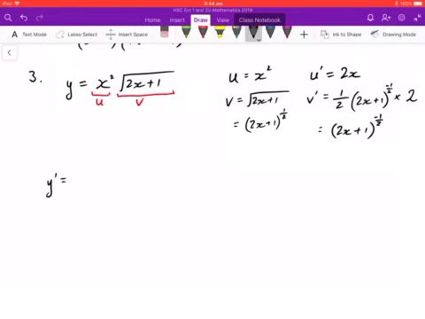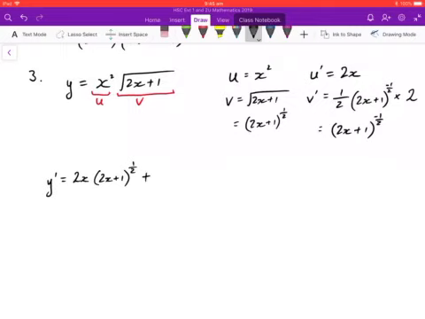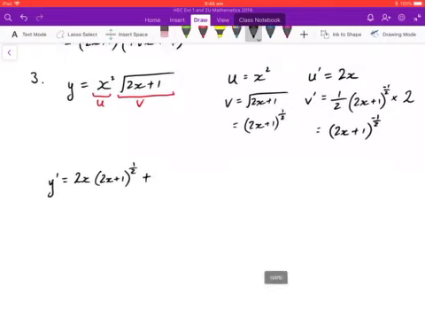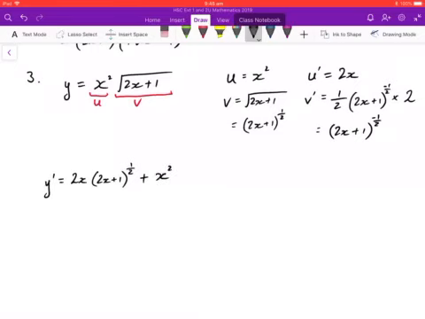So y dash is equal to vu dash, so u dash is 2x, so we've got 2x times (2x plus 1) to the power of a half, I'll write it like that for the moment, plus uv dash, so it's x squared, times (2x plus 1) to the power of negative a half. Okay, so that's good. So if I then take out the powers of a half and make it into square roots, we're going to have 2x times root (2x plus 1) plus x squared.